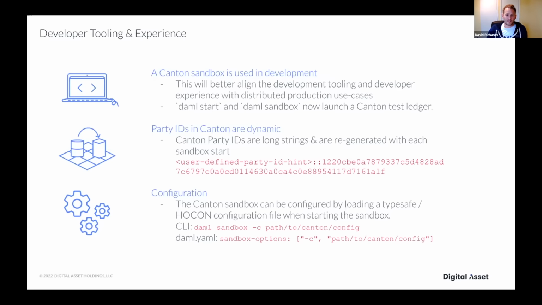And finally, Canton's static configuration is defined by HOCON, also known as type-safe configuration files. Details on how Canton ledgers and domains can be configured are in the documentation. We won't go into that in detail here, but the configuration files can be loaded when starting the sandbox, either in the CLI, or you can load them into the Daml YAML file.